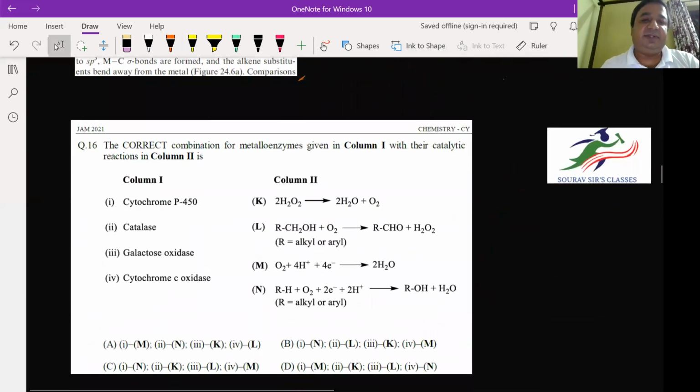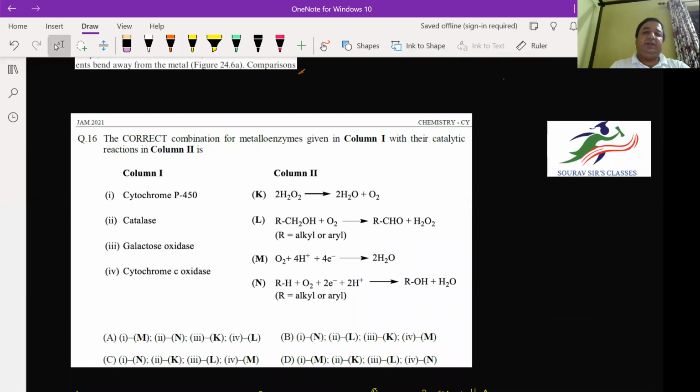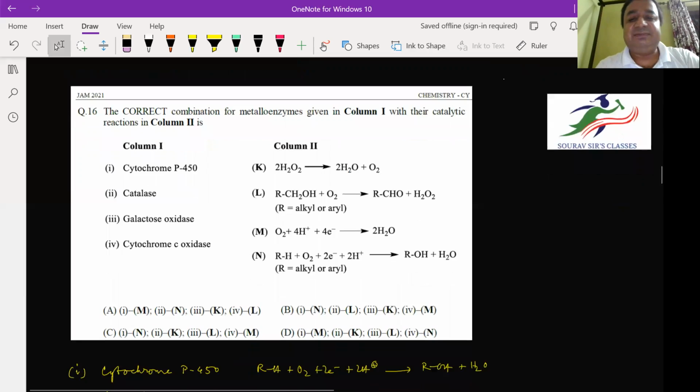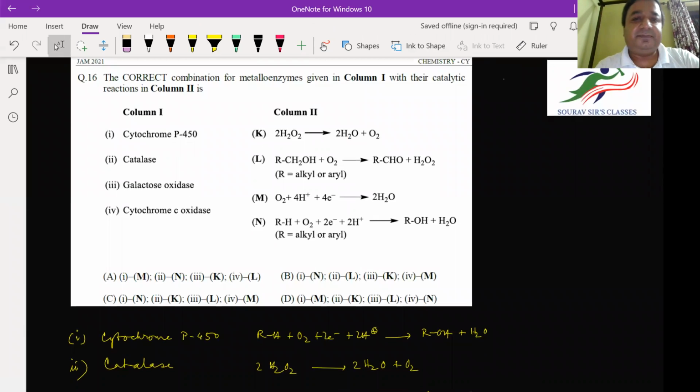All right. For question number 16, the correct combination of metal enzymes given in column 1 with their catalytic reactions in column 2. This is a memory based question, to be very frank, and you just have to remember the reactions over here. Cytochrome P450 is basically going to behave as a monooxygenase, so it is going to convert the RH functionalities to ROH. So obviously, 1 is going to be related to N.